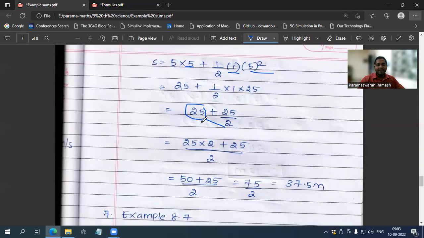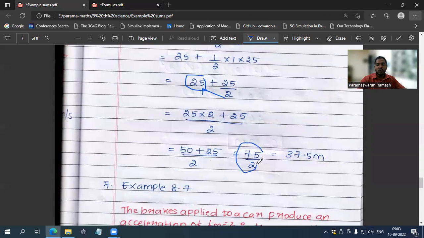You need to take the LCM or cross multiply. So 25 into 2 will be 50, plus 25, by 2. So you get 75 by 2. The answer would be 37.5 meter, because we need to find the distance. So s equal to 37.5 meter.